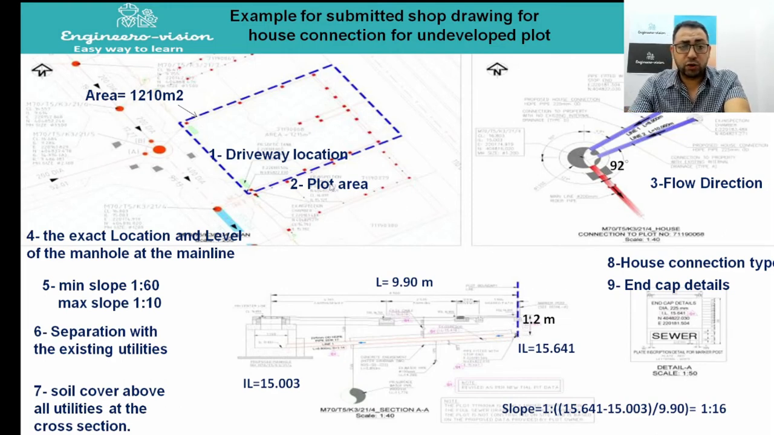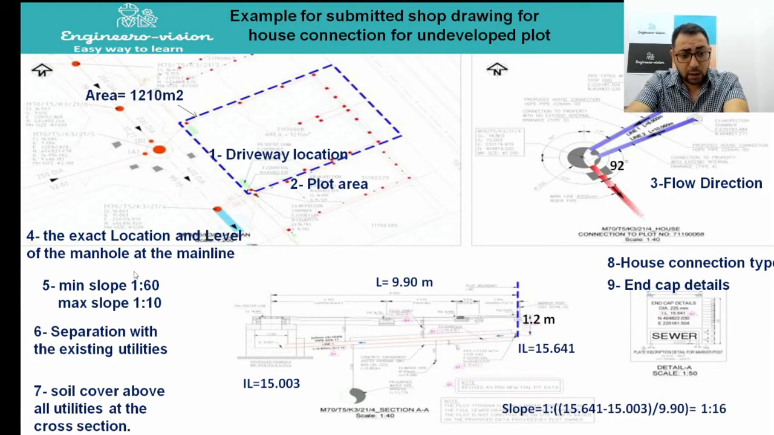And we need to check the driveway location, because we will take our connection from the driveway location to the manhole. We need to verify the exact location and level of the manhole at the main line based on the direction of the flow. We need to verify the slope, which should be between 1 to 60 and 1 to 10. As we calculated it here, it's 1 to 16, which comes between 10 and 60, and this is acceptable.